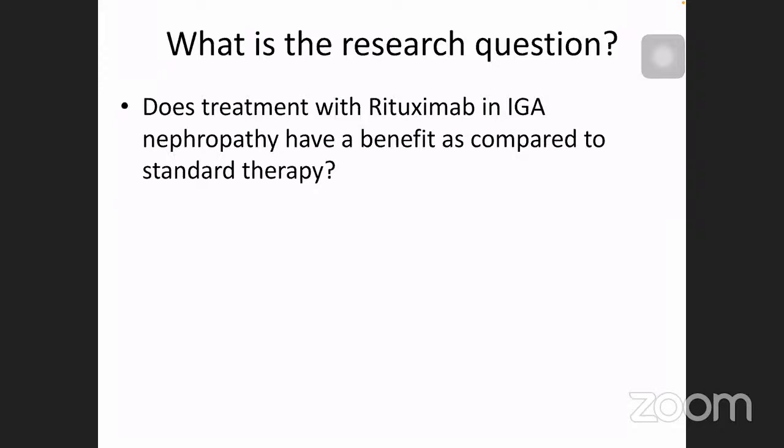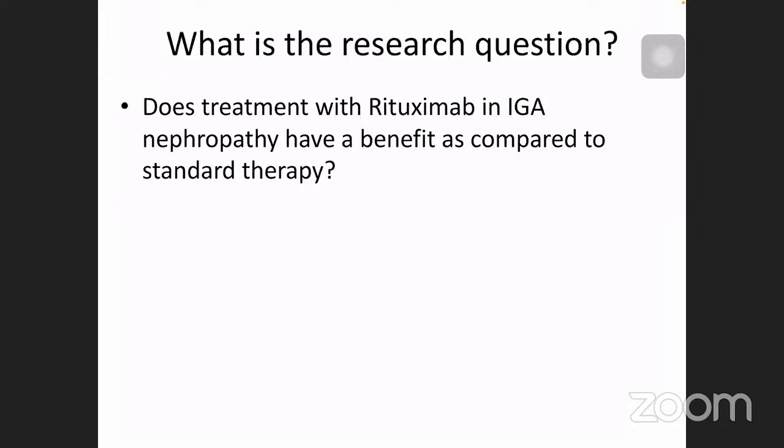Firstly, once I've decided my research question, I would like to decide upon who will be my study population and what will be my inclusion and exclusion criteria. I'd also like to decide what will be the aim of my study and what will be my endpoints. So firstly, whom will I include in my study?